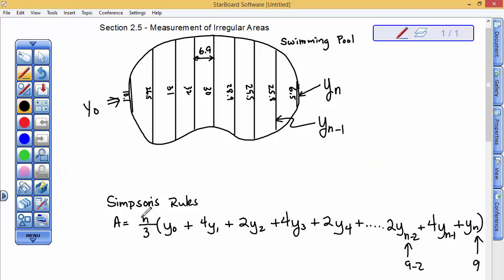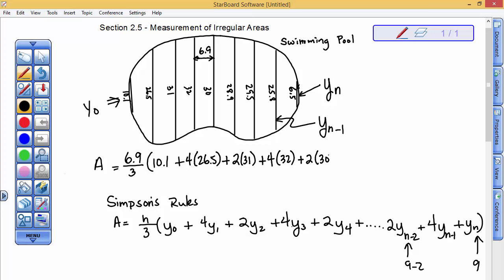So the height between the lines is 6.9. Divide that by 3. Then open your parentheses. Take your first value, which was 10.1. Then 4 times the next line, which is 26.5. And then 2 times the 31. And next would be 4 times the 32. And then 2 times the 30. And then 4 times the 28.9. And then 2 times the 29.5.